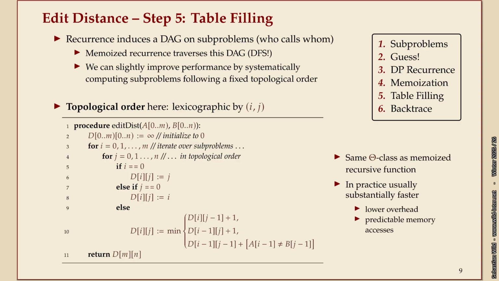The last step is to compute the actual edit script. At this point, of course, you can analyze this algorithm, and it's two nested for loops. I'm sure you could do it. It's the same theta class as the memoized recursive function, but it tends to be faster, as I said, essentially for hardware reasons. But also the code, I guess, is a bit cleaner to write.